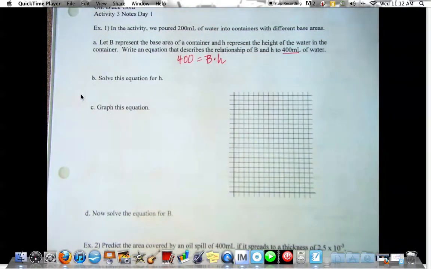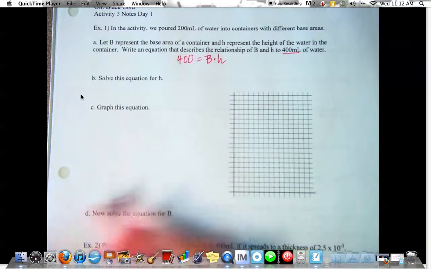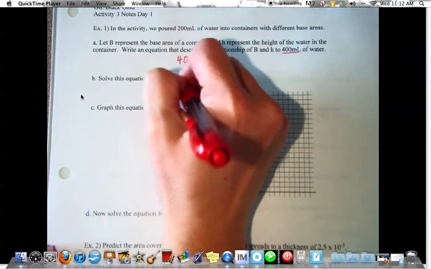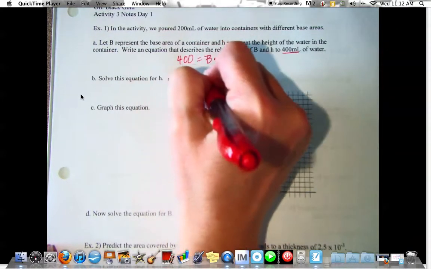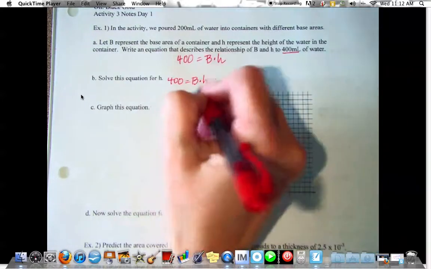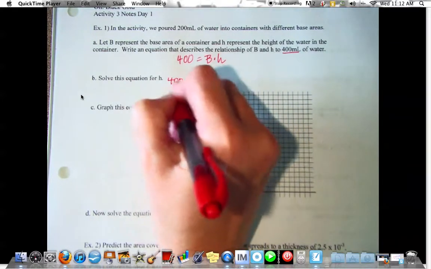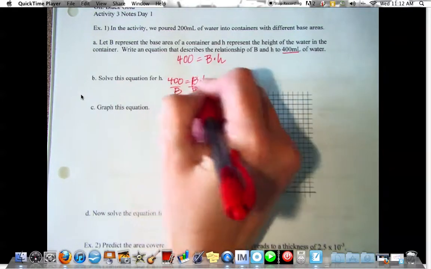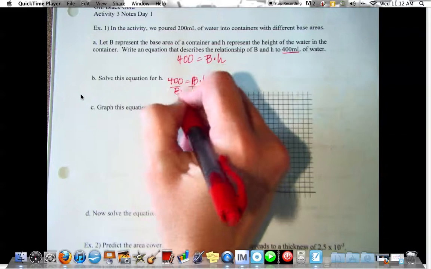Solve this equation for the height. So we have 400 equals base times the height. I'm going to solve for the height, so you're going to divide both sides by the base. So your height equals 400 divided by the base. Graph this equation.